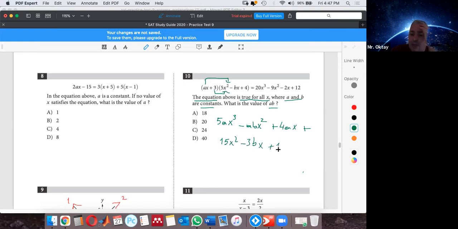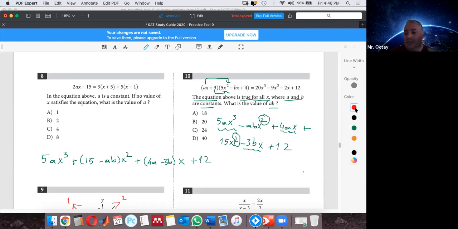3 times 4, 12. If I arrange this, 5ax cubed, and x squared here, so it will be then x squared common parenthesis, if I take 15 minus ab, 15x squared negative ab. 4ax negative 3. So if I take x common parenthesis, 4a minus 3b plus 12.